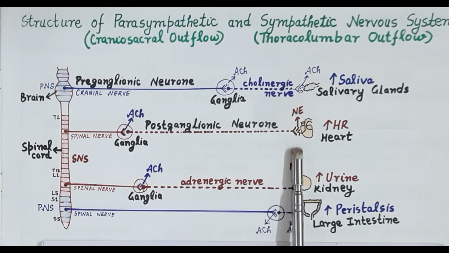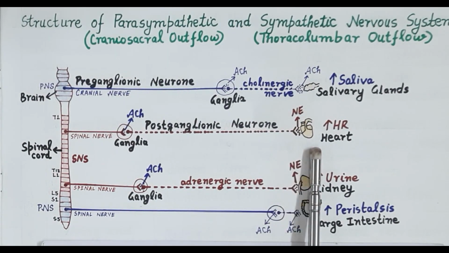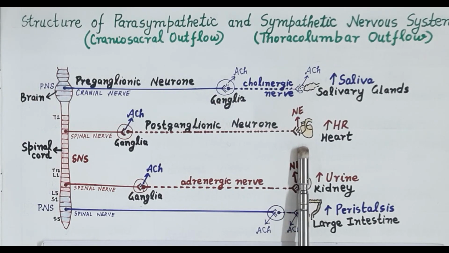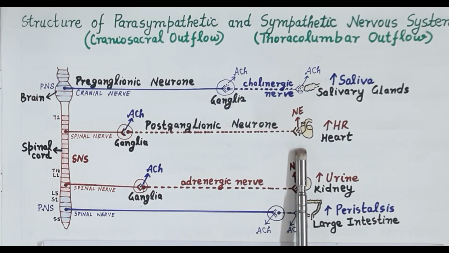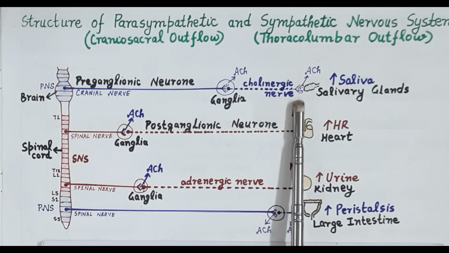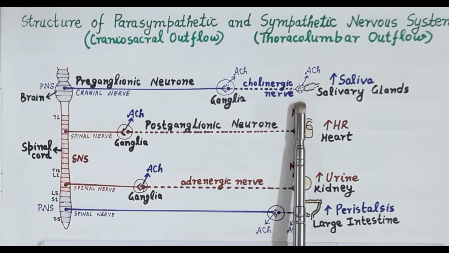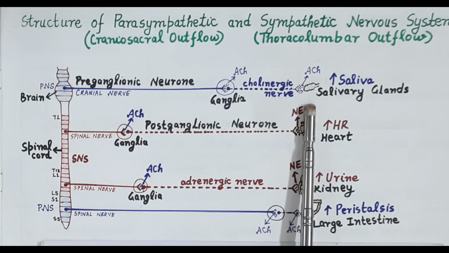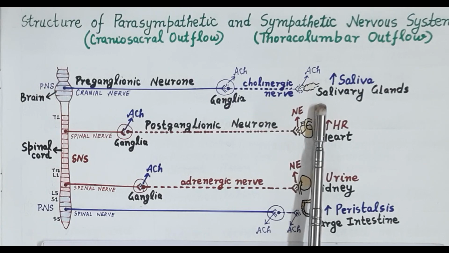So the sympathetic nervous system produces its action by the release of norepinephrine. So we can say that the actions of norepinephrine are the actions of the sympathetic nervous system, while the parasympathetic nervous system produces its action by the release of acetylcholine. So the actions of acetylcholine are the actions of the parasympathetic nervous system.